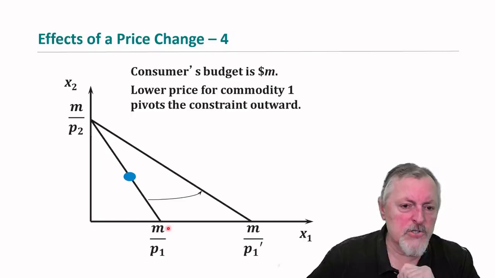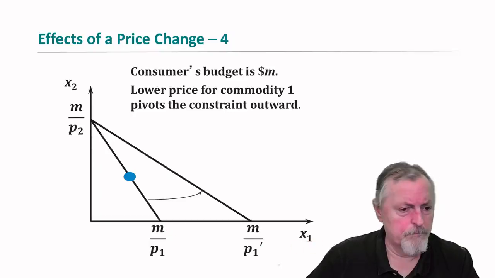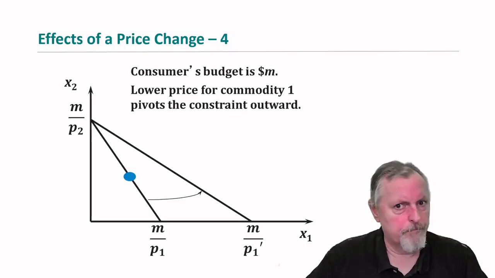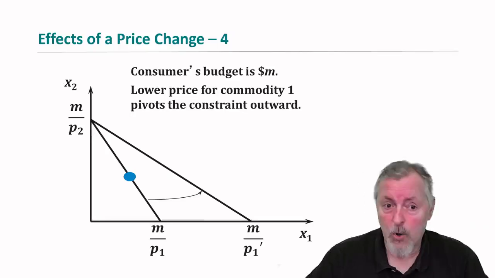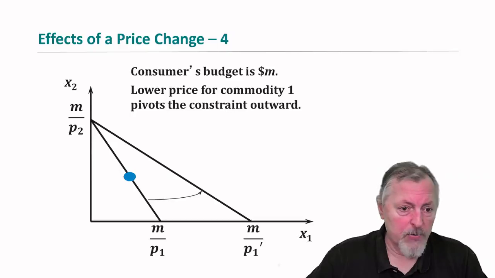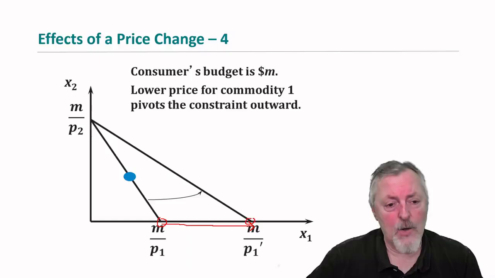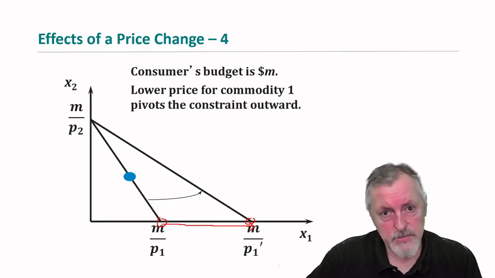Now, assume the price of thing 1 goes down. Well, if the price goes down, that means the person, if they spend all of their income on thing 1, they can buy more of it. So they would move from here out to there. It's important you keep those straight. If the price goes down, the budget line swings out.